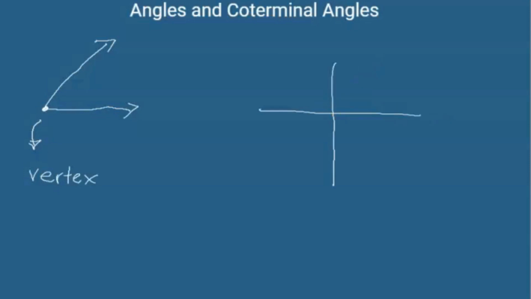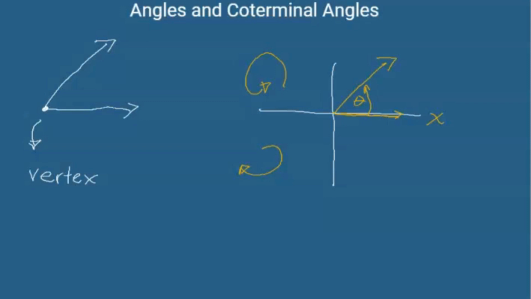vertex. If the angle is drawn in a Cartesian coordinate system with its vertex at the origin, so let's say this one, and the initial side is along the positive x-axis, and it is rotated counterclockwise or clockwise direction, then this angle is in standard position.